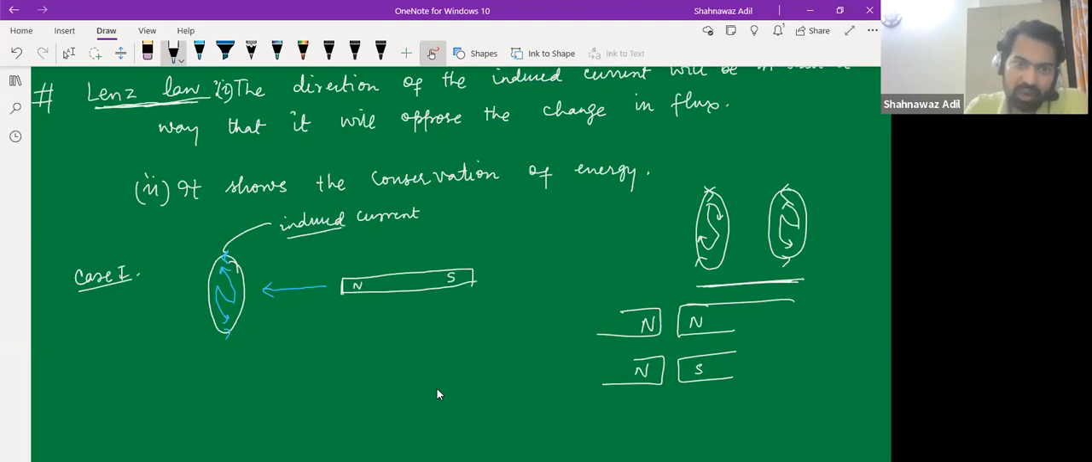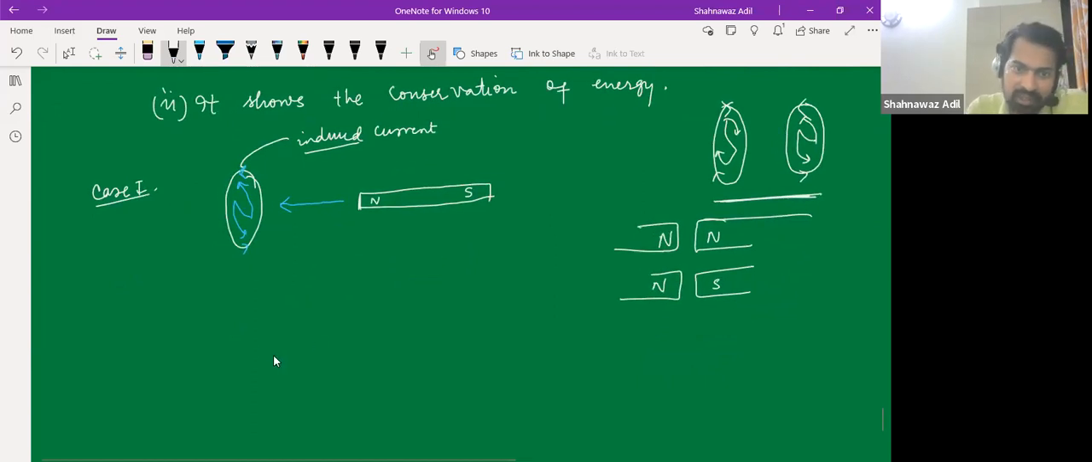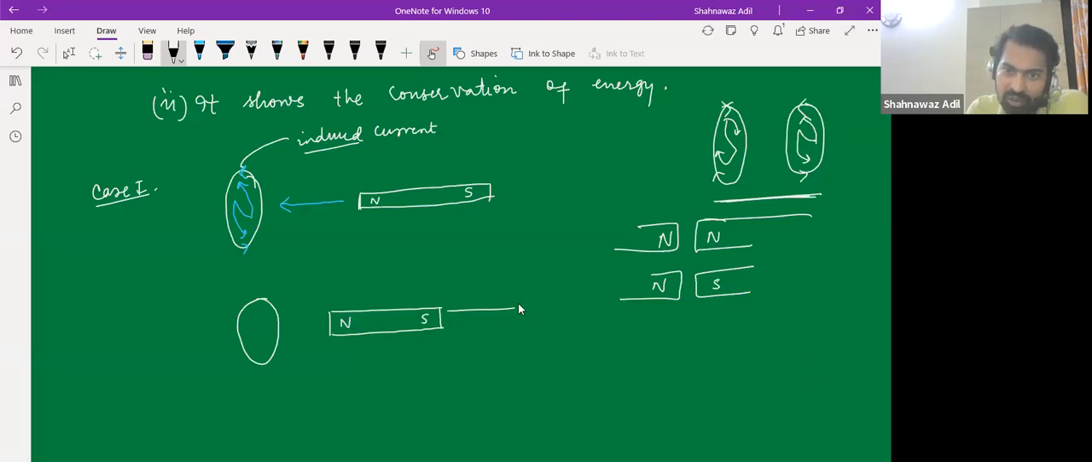Yes. Okay. And now you guys tell me, if I have this coil and this is my magnet, and I am moving the magnet away from this coil, in this direction, what should be the polarity of this coil?